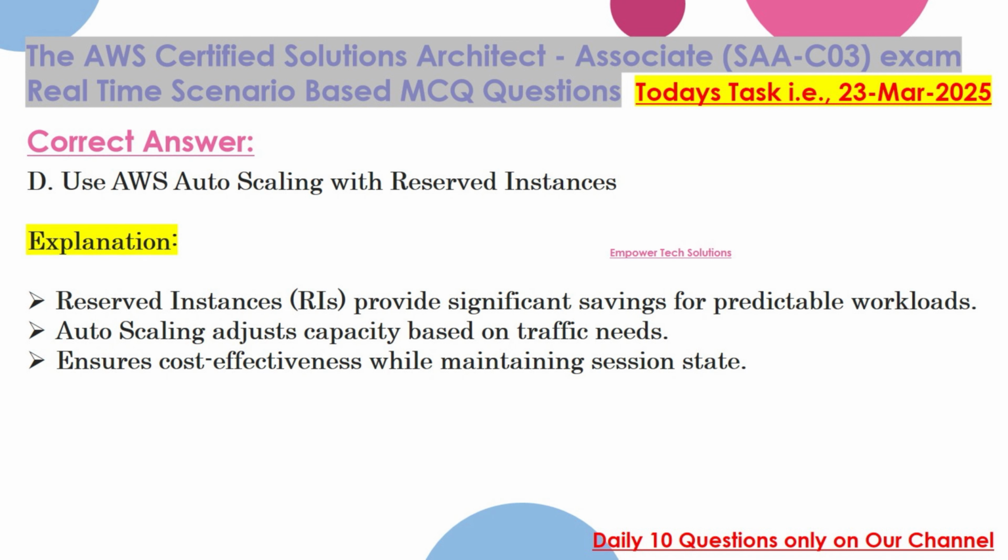Correct answer: D. Use AWS Auto Scaling with Reserved Instances. Explanation. Reserved Instances, RIs, provide significant savings for predictable workloads. Auto Scaling adjusts capacity based on traffic needs. Ensures cost-effectiveness while maintaining session state.